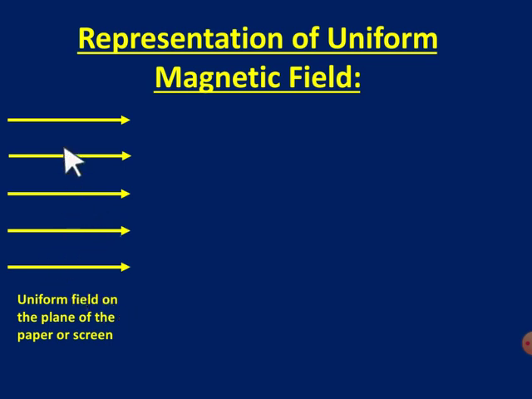These parallel lines equidistant from one another will represent what is known as a uniform magnetic field, and the direction of the magnetic field will be in the direction of this arrow.